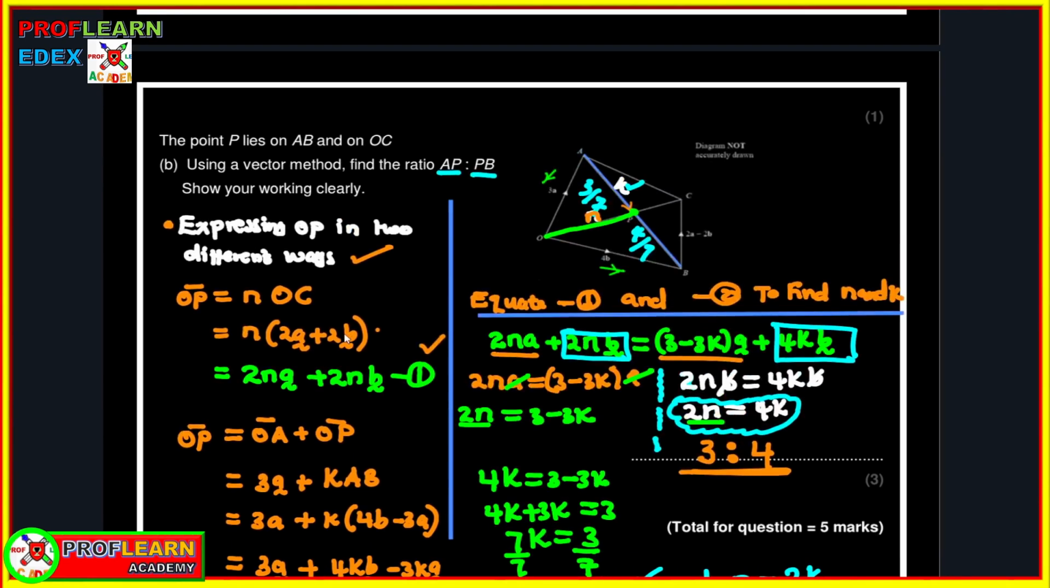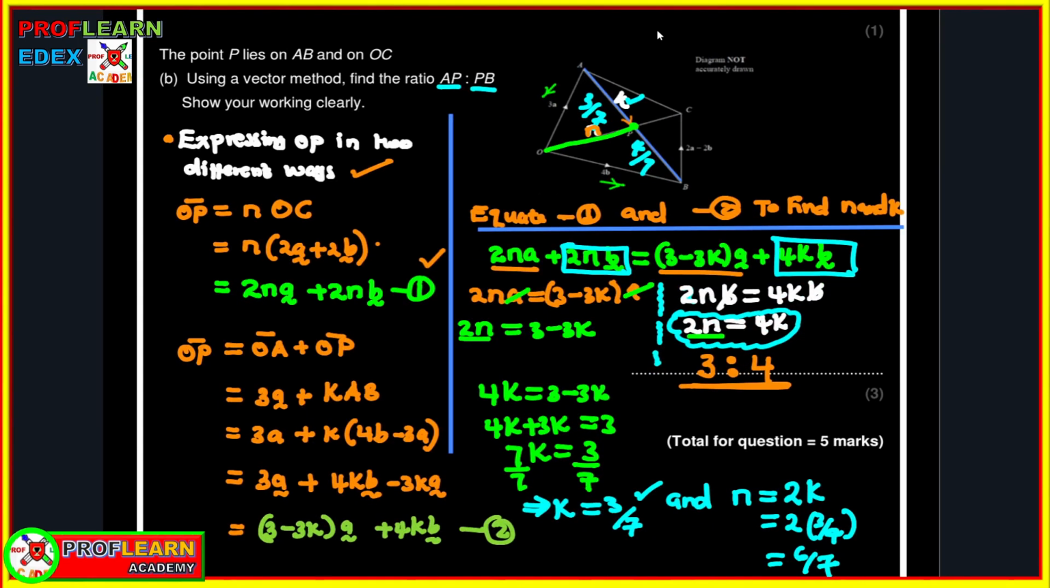Another route you can use to reach OP, from O stopping at P, is the route OA, then AP. But remember, AP is going to be K of AB. That is why I've written this step here. If you substitute and simplify, you get equation 2, which is this. Because I've factored out A, I remain with 3 minus 3K plus 4KB.